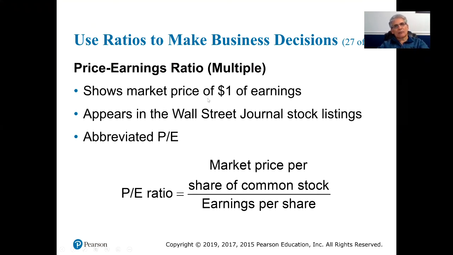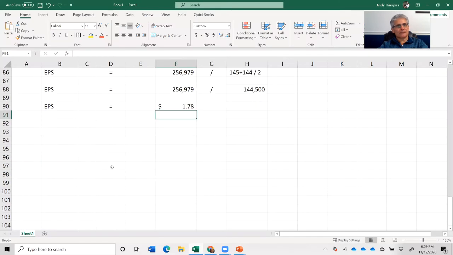That shows the market price of $1 of earnings. It appears in the Wall Street Journal stocks listings, and it's abbreviated P/E. So the PE ratio is equal to the market price per share of common stock divided by earnings per share. Now the good news is we've already computed the earnings per share, so all we need to do is come up with the market price. Well, let's go ahead and plug that in.